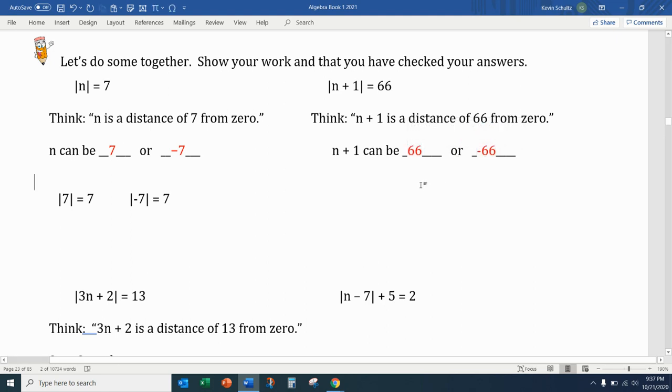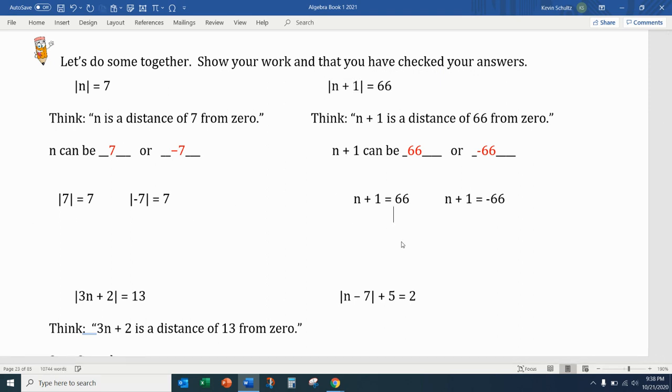So earlier when I said that we're looking for two equations here, the two equations that we can create are: what can n be so that n plus 1 equals 66, and what can n be so that n plus 1 equals -66? Because both 66 and -66 are a distance of 66 from 0. So what could n be so that n plus 1 is 66 away from 0?